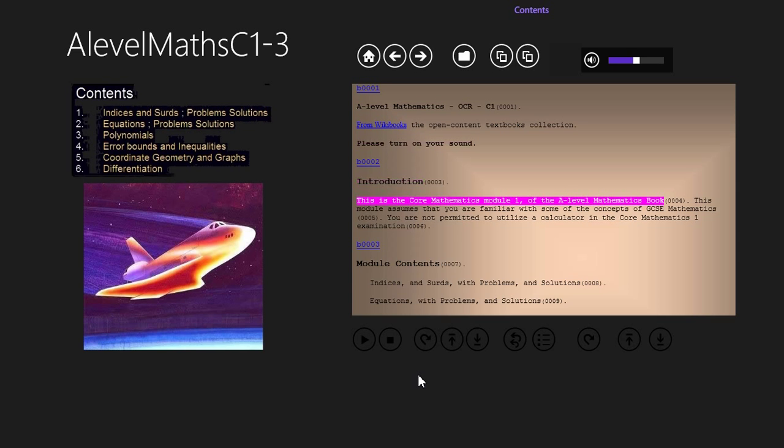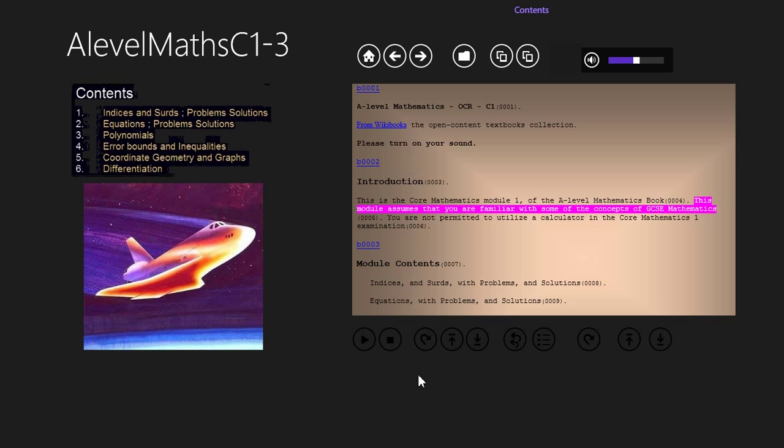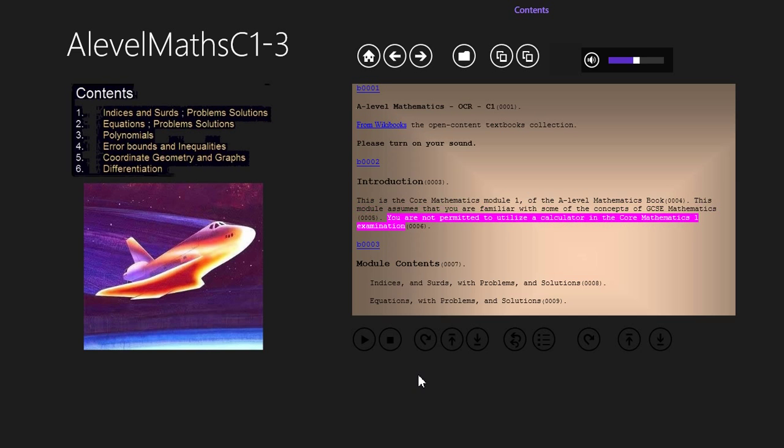Introduction. This is the Core Mathematics Module 1 of the A-Level Mathematics book. This module assumes that you are familiar with some of the concepts of GCSE mathematics. You are not permitted to utilize a calculator in the Core Mathematics 1 examination.